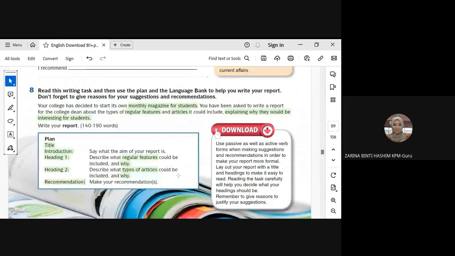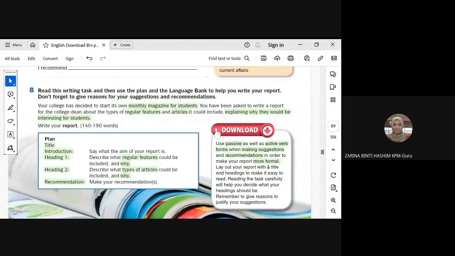Okay, so here, let's look at the download here. This is actually tips for you, okay? So, use passive as well as active verb forms. So you can use either passive or active when making suggestions. So, when making suggestions and recommendations, use active and also passive to make your report formal. Okay. So the reason why we use passive is to make it look more formal.